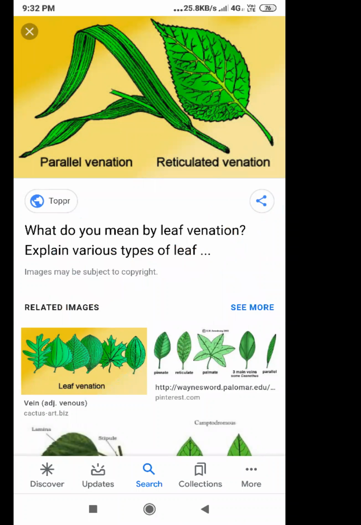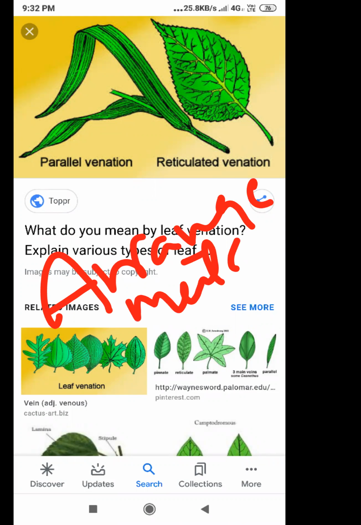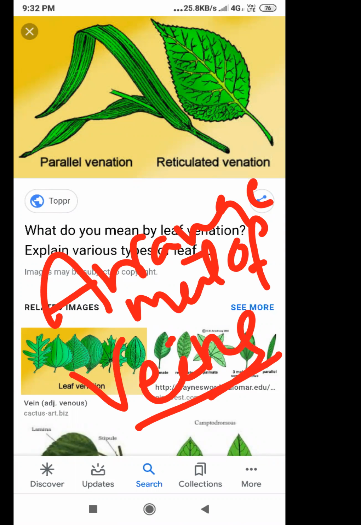The arrangement of veins, only veins, in the leaf is called venation. We have two kinds of venation. One is reticulated venation.